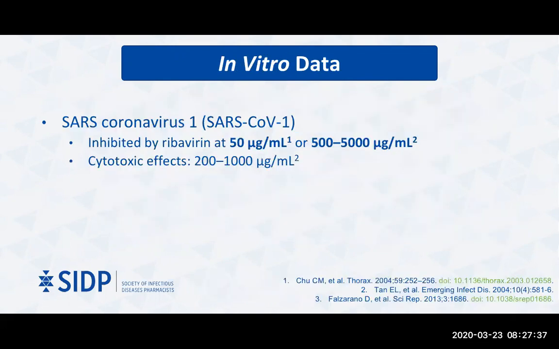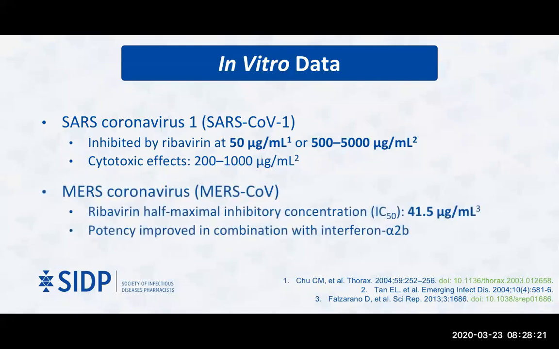In vitro data for ribavirin with SARS-CoV-1 is rather interesting. Ribavirin appears to inhibit SARS-CoV-1 replication at either 50 or 500 to 5,000 micrograms per ml. And this seems to be rather similar to the same amount of exposure in the body that would relate to cytotoxic effects of ribavirin, which was measured at 200 to 1,000 micrograms per ml. These exposure levels that inhibit SARS-CoV-1 are also much higher than the systemic exposures that we get in the body. Usually with an oral 600 milligram dose of ribavirin, the peak concentration in the plasma is about 1 to 3 micrograms per ml. So you can see we're pretty far off from where the in vitro data suggests we need to be.